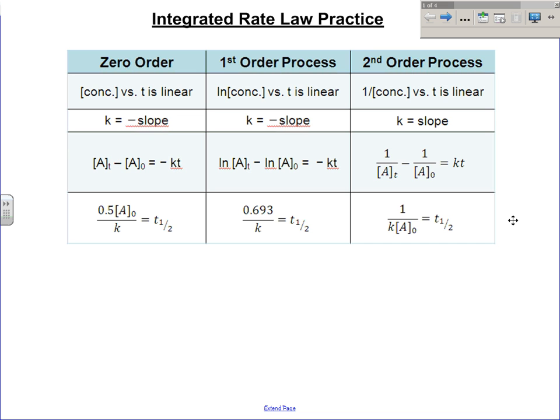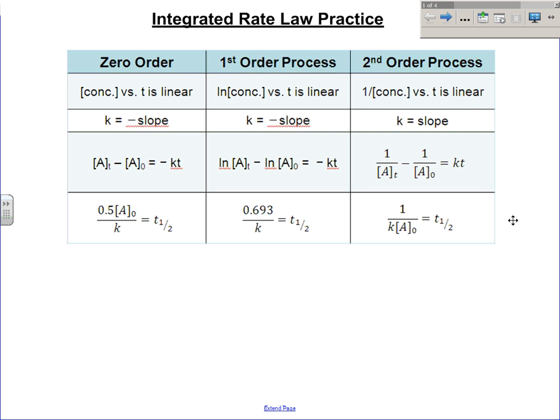When we have integrated rate law, remember we're looking at concentration versus time data. And they're not asking us about rate. They're asking about what order it is or what the slope is and so on. There's a variety of things we can calculate here with integrated rate law. But it really starts with determining is it zero order, first order, or second order for the process we're looking at. And remember, it's going to be one of the three.